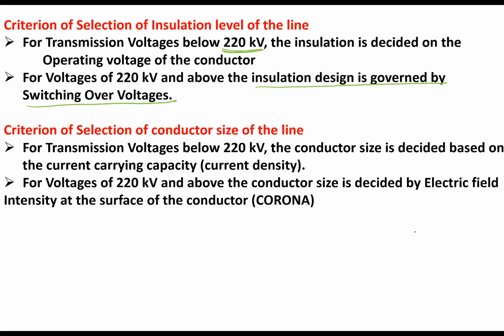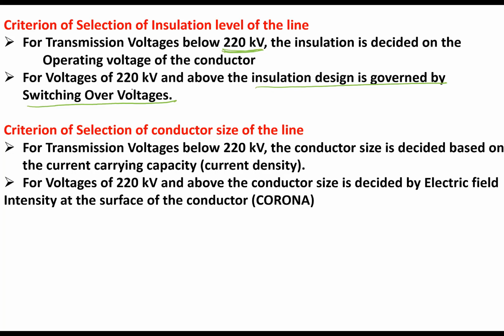But what happens for voltages beyond 220 kV? The insulation design is governed by switching over voltages. So the most dangerous transients in power system are switching transients. Whenever you close a circuit breaker or whenever you open a circuit breaker of voltages of 220 kV and above, there is a very high transient that is produced.